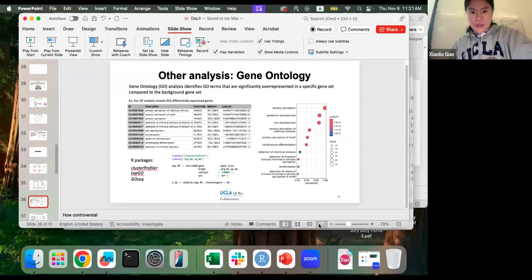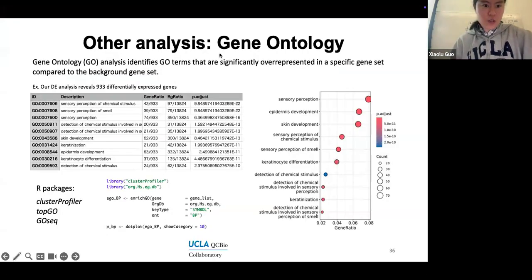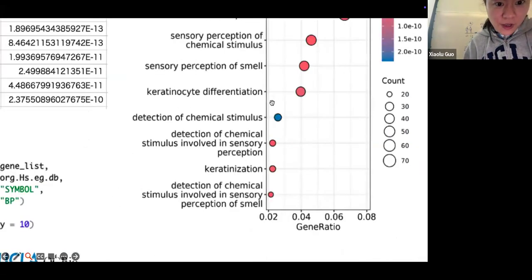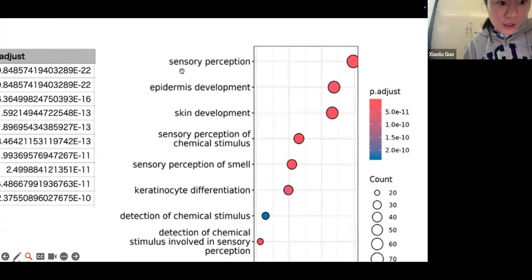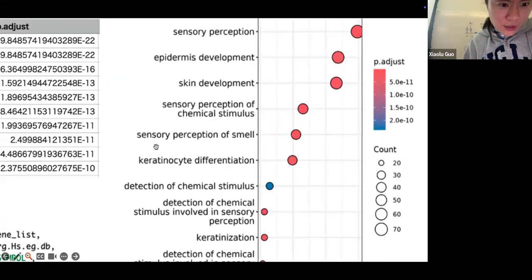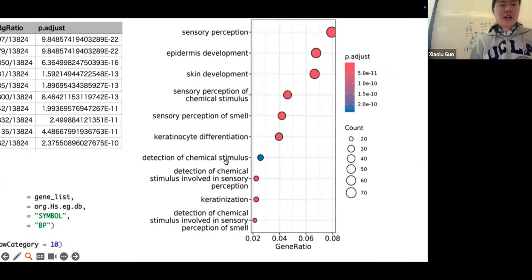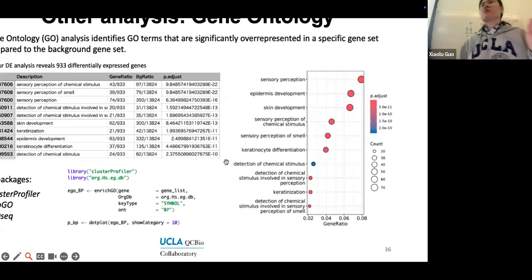And some other analysis is that you can also do the gene ontology. Basically, after you identify differentially expressed genes, it can be a full list of these differentially expressed genes. And then you may want to know, okay, what are these genes doing? And then you do this, and it tells you the function of that gene, such as sensory perception, skin development, sensory perception of smell, etc. It just tells you the functions of the genes that you identified.